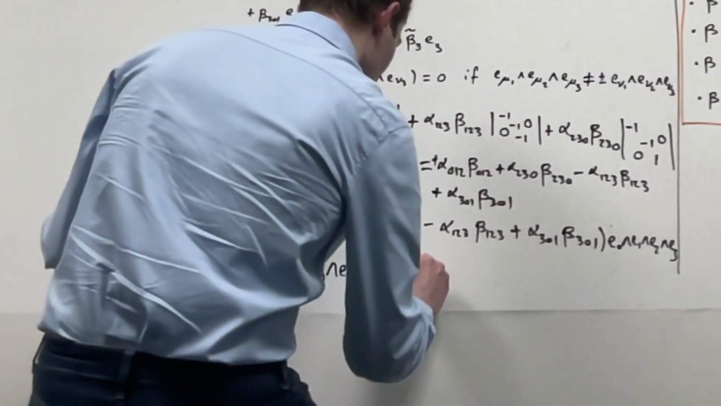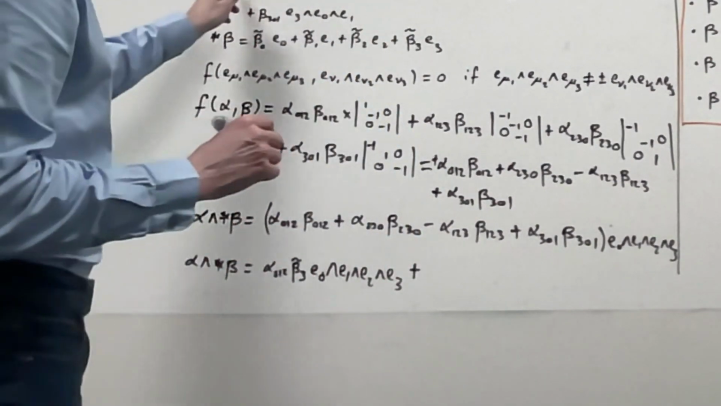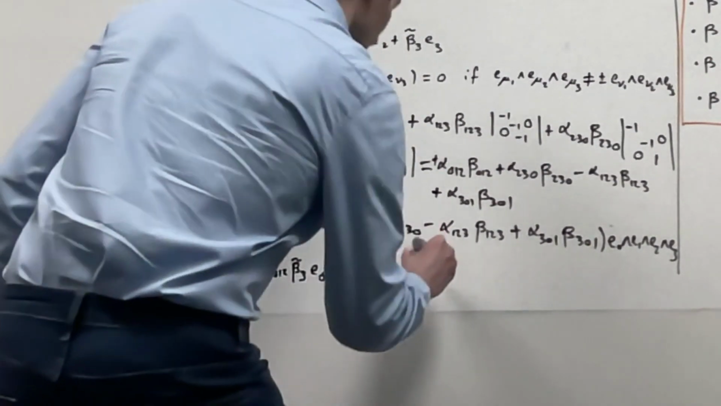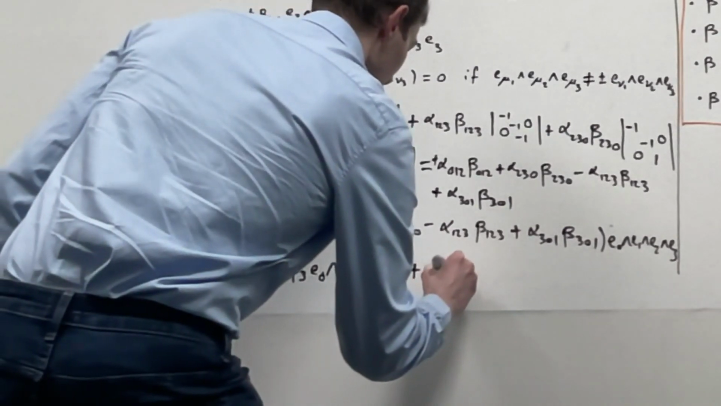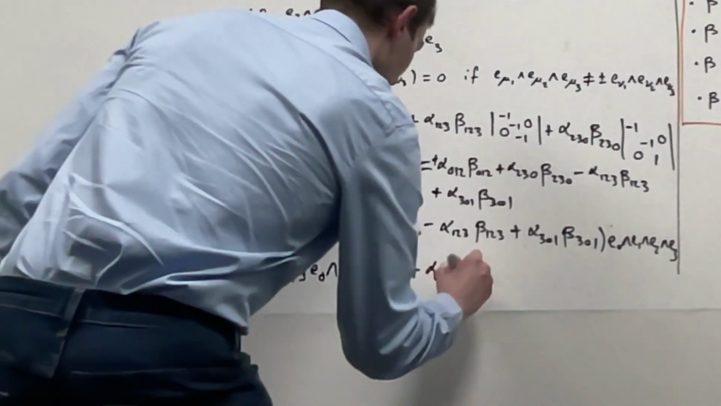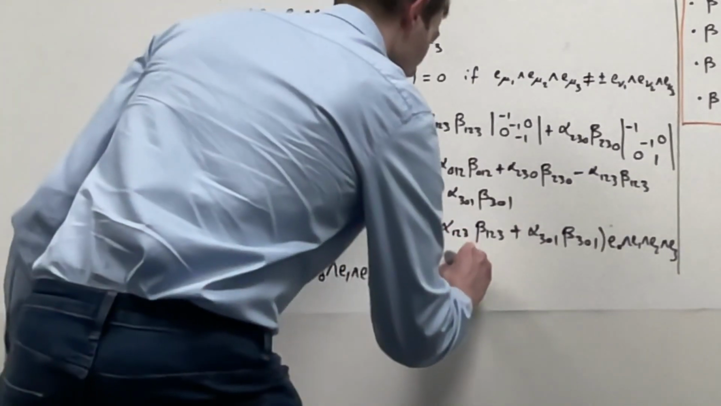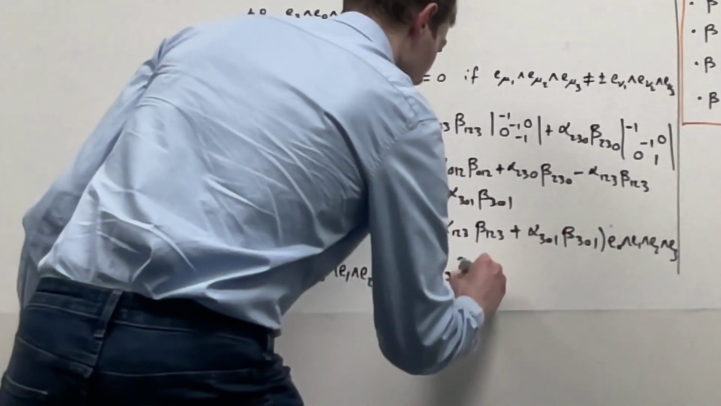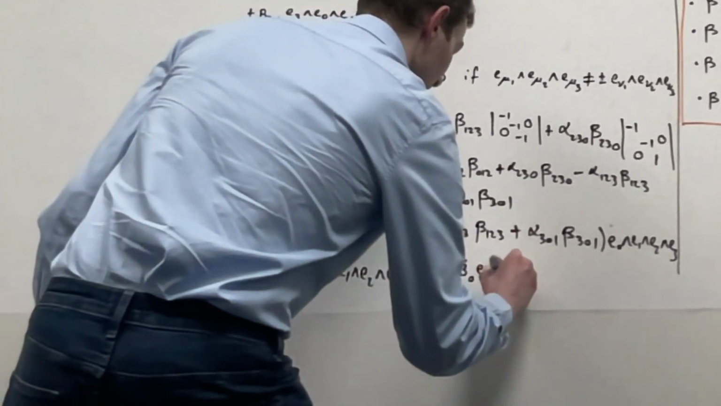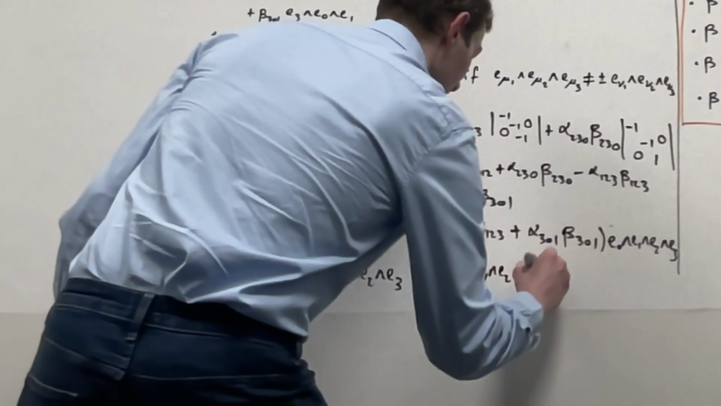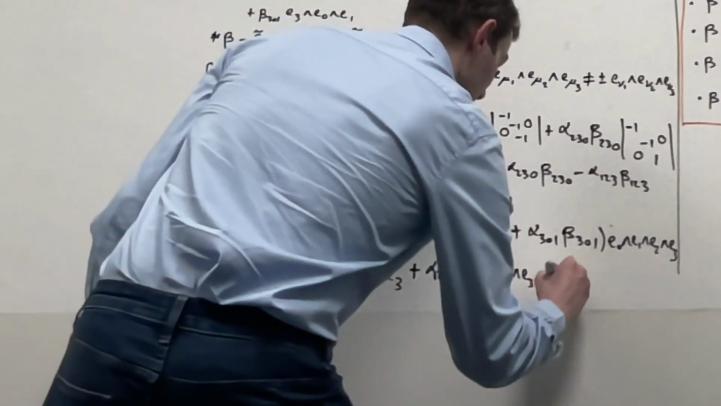So then we've got plus alpha 1, 2, 3, and then what is missing is 0, so that's going to be beta tilde 0, and that's E1, E2, E3, and then E0.